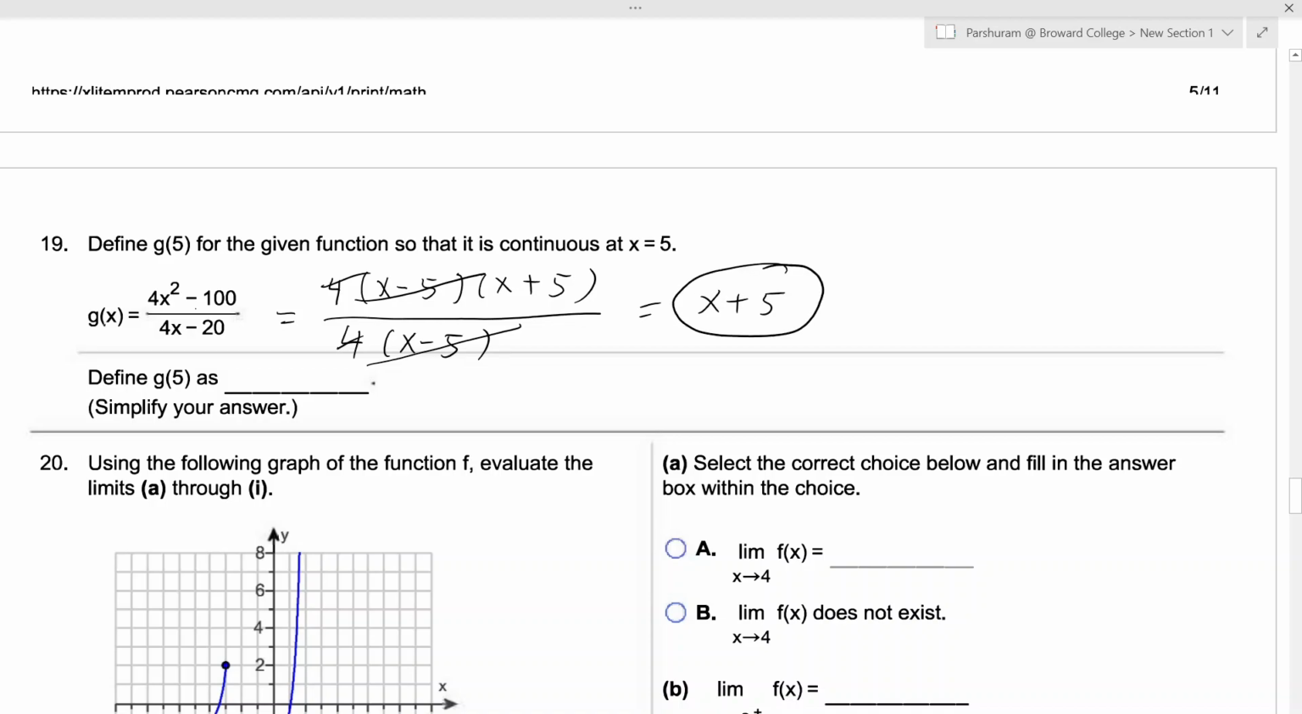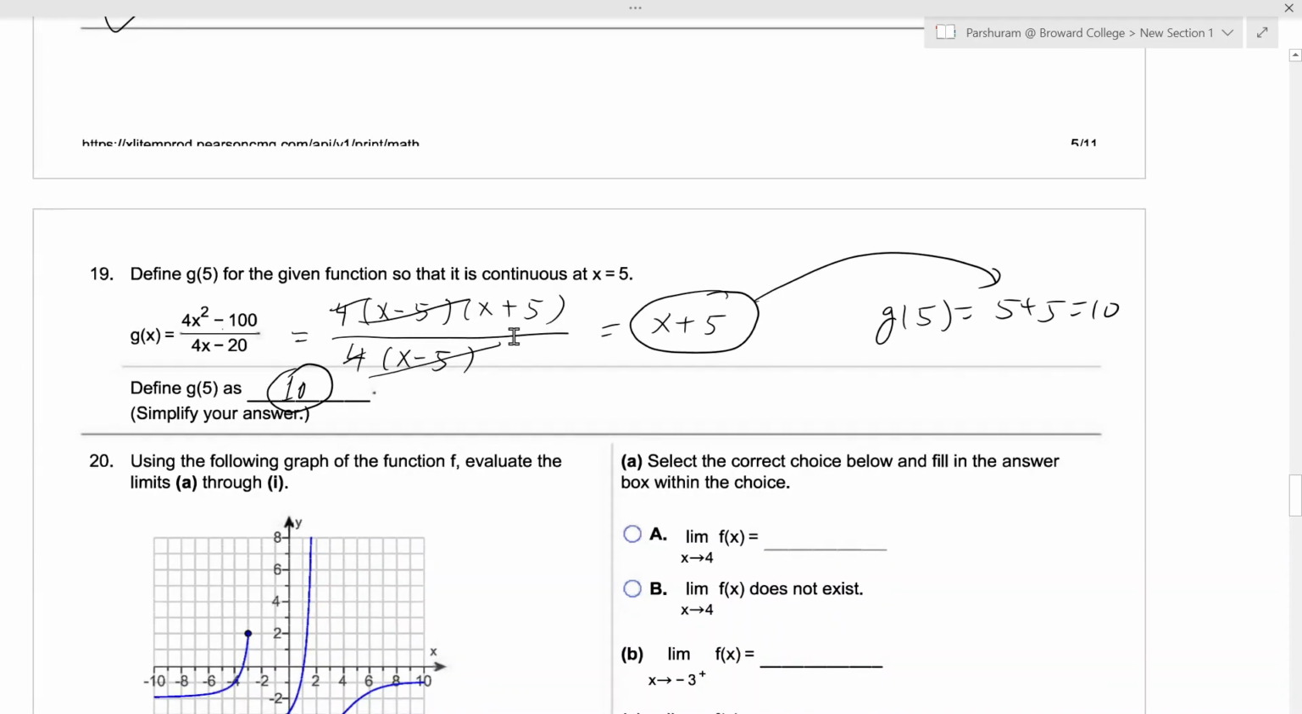So to make g of x continuous at 5, we have to define this function. The value of g of 5 should be, just use this expression, 5 plus 5, which is 10. So if the value of g of 5 is 10, then this function would be continuous. We can make it continuous. So you have to simplify the expression, and put x equal to 5 here, and that will give you the value which makes this function continuous.